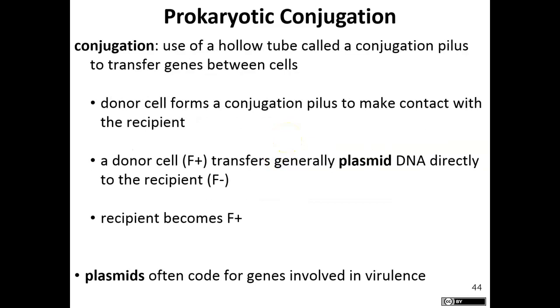And then we have conjugation. Conjugation is the transfer of DNA through a structure called a sex pilus. During conjugation, we typically have two types of cells. We have a plus cell and a minus cell. The plus cell then transfers a plasmid to the minus cell, and then both cells become F plus cells. So the F stands for fertility factor.